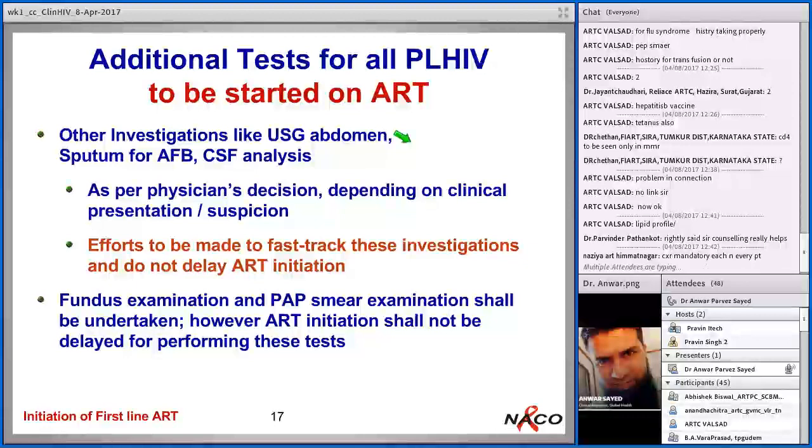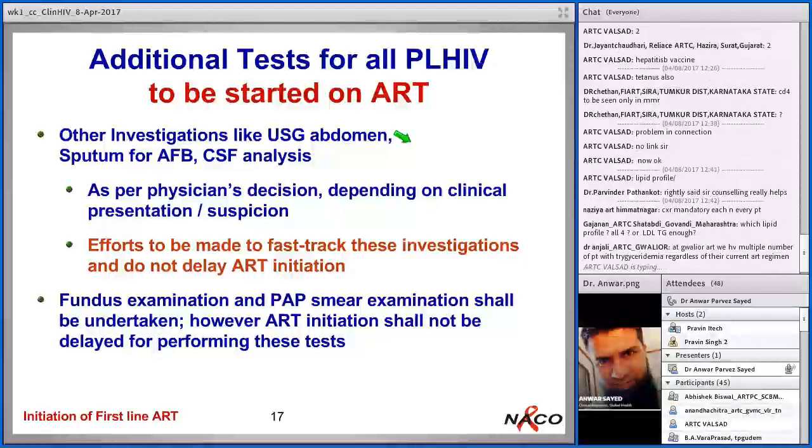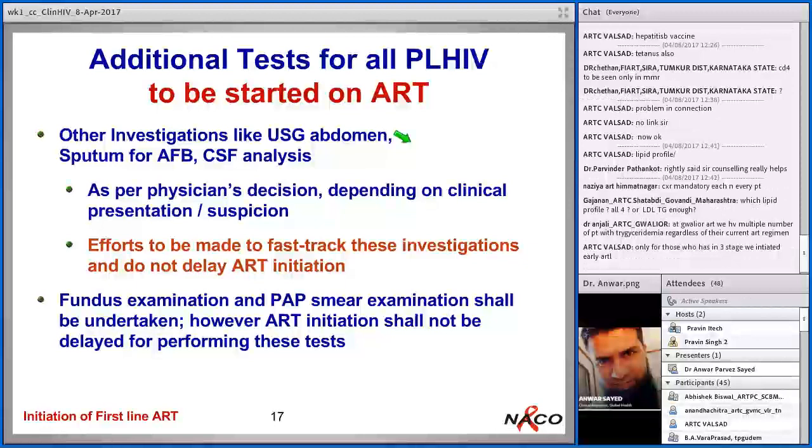Other investigations are, again, symptom based investigations. For example, if a person is 4S positive, you will do sputum for AFB, or you will do CB-NAT for AFB. Then, if there is some suspected meningeal involvement, you will like to have CSF analysis done. And then there are other investigations like USG abdomen. It is not mandatory in all patients.